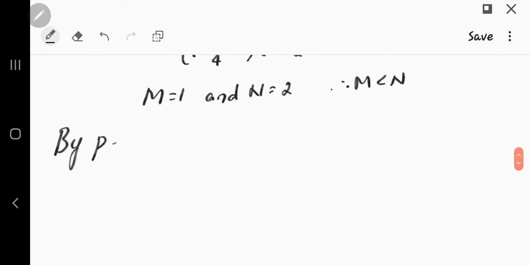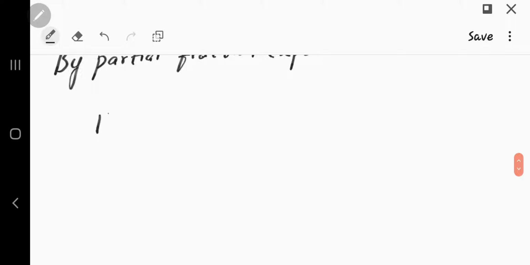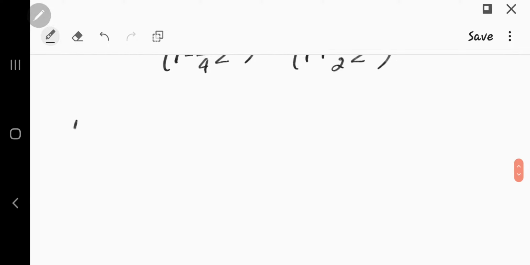So by the partial fraction expansion method, we can write H of z is equal to k1 divided by 1 minus 1 by 4 z inverse plus k2 divided by 1 plus 1 by 2 z inverse. So how to find k1?